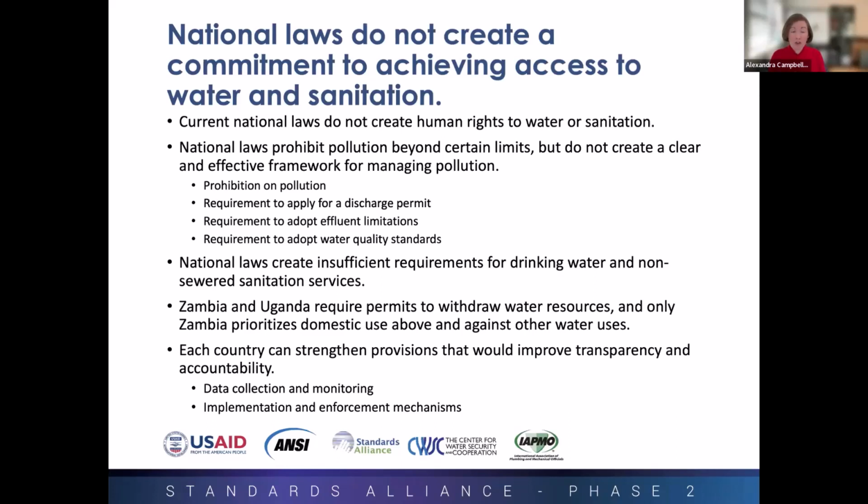So there is a prohibition on pollution. It's not a blanket prohibition, but you cannot pollute beyond the effluent limitations that have been created, of which the ministries are required to create effluent limitations. There's a requirement in at least 2 countries to apply for a discharge permit. Ghana was one of the countries that we saw that there isn't that requirement, and it's unclear as to what that process is based on existing national law. And then water quality standards as well, there's only one country, and that's Zambia, that actually requires the adoption of water quality standards.